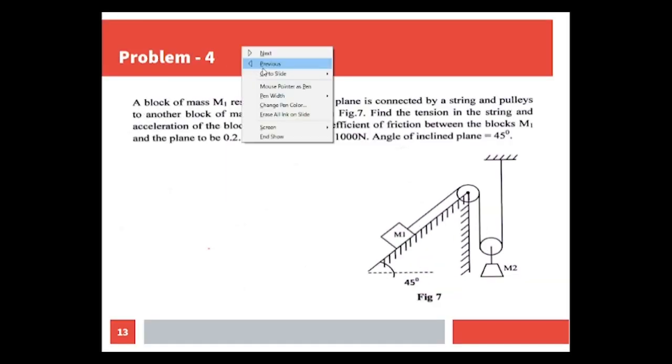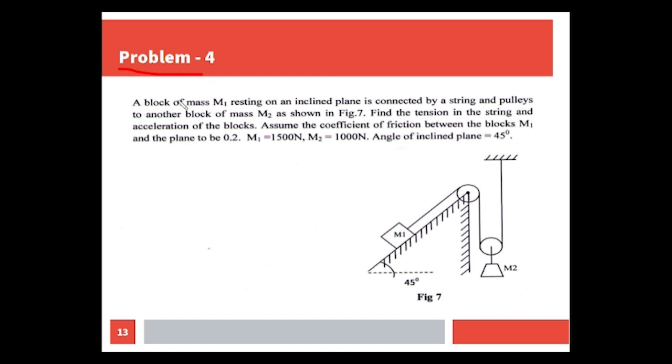Hello. So let's move on to problem 4. In this we are seeing that a block of mass M1 is resting on an inclined plane, and another block of mass M2 is connected over a pulley. The weights of the blocks are 1,100 newton and 600 newton, the coefficient of friction is 0.4, and the angle of inclination is 45 degrees. So let's draw the free body diagram.